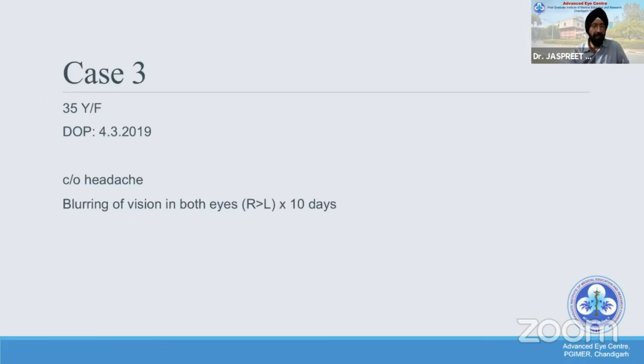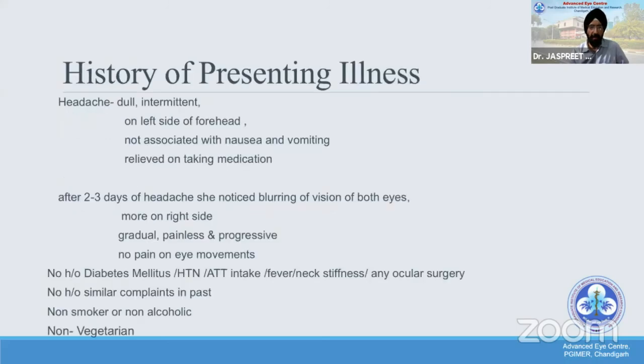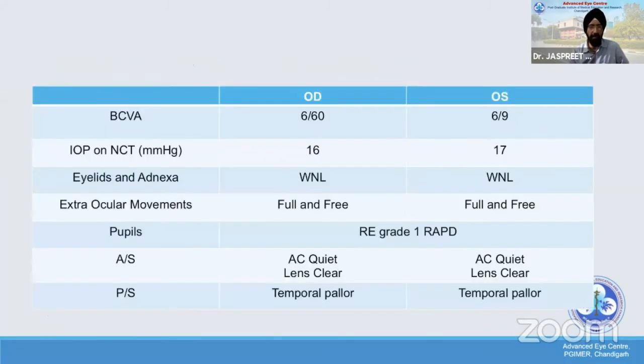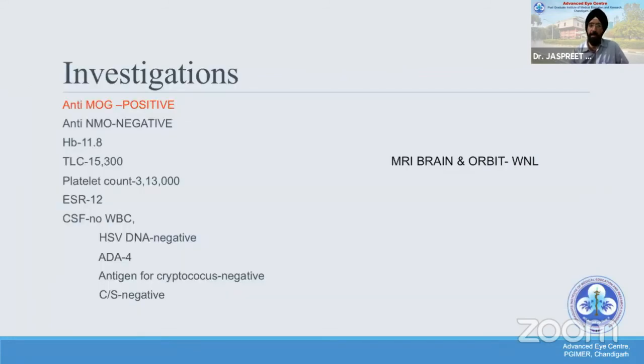And the next case is a 35-year-old female who comes with blurring of vision in both eyes since 10 days. And it's a dull intermittent headache of 2 to 3 days duration. The vision loss is gradual, painless, and progressive. Very dull headache, but no pain on eye movements. She has 6/60 in the right eye with a right RAPD, temporal pallor. Again, because of these atypical features, we get her tested for NMO and MOG and she's MOG positive. But the MRI brain and orbit is within normal limits.